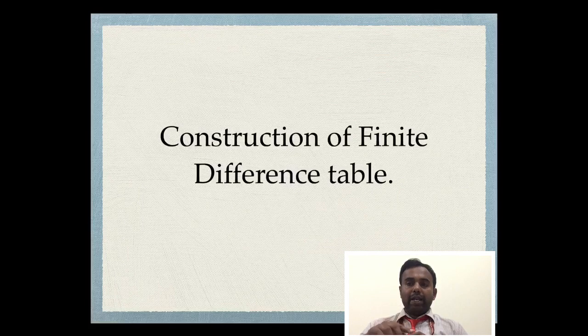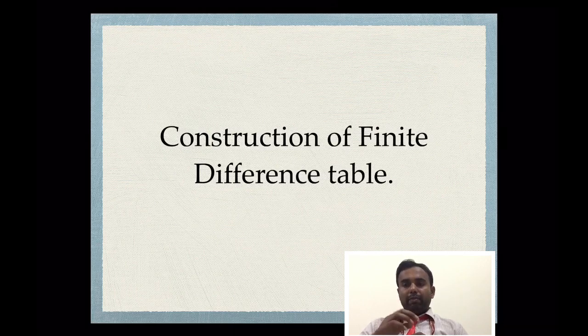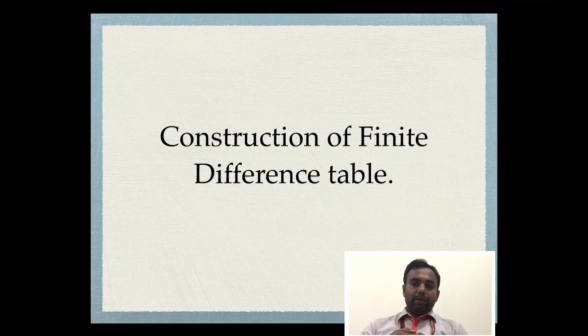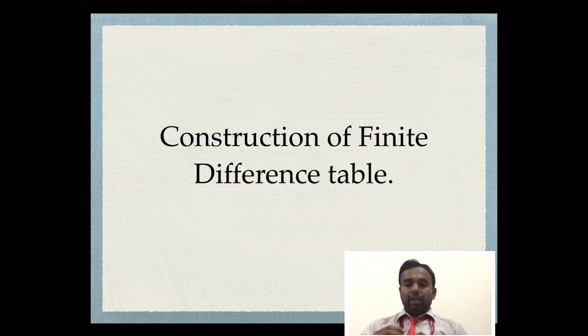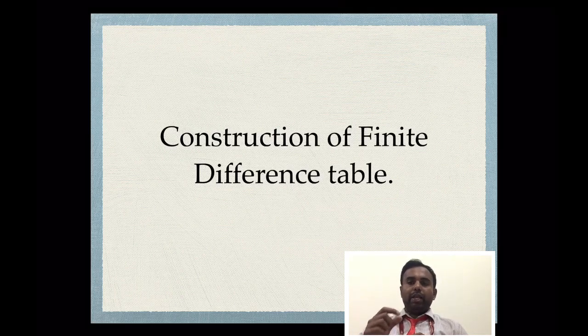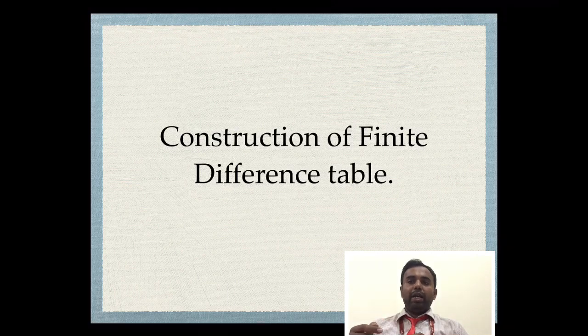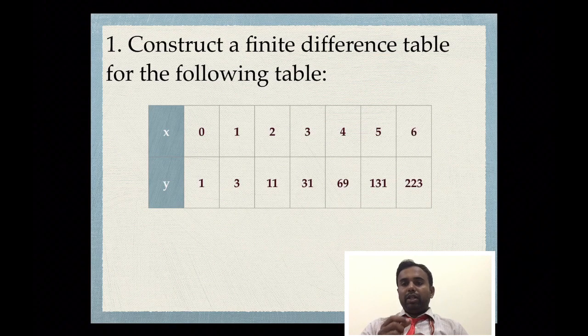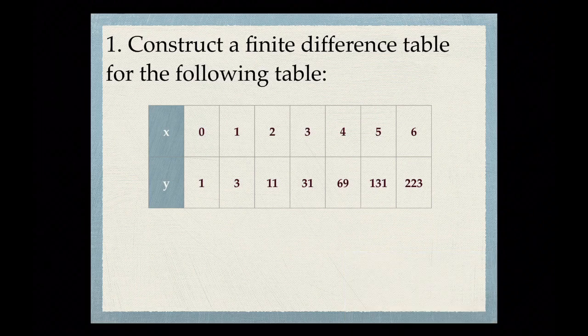For solving any problem related to interpolation, in the first stage, interpolation with equal interval, we need a finite difference table. So in this session, we will learn what a finite difference table is. Then in the upcoming sessions, we will go through forward and backward differences. To explain what a finite difference table is, I will directly take an example of a problem. I have been given: construct a finite difference table for the following data set.